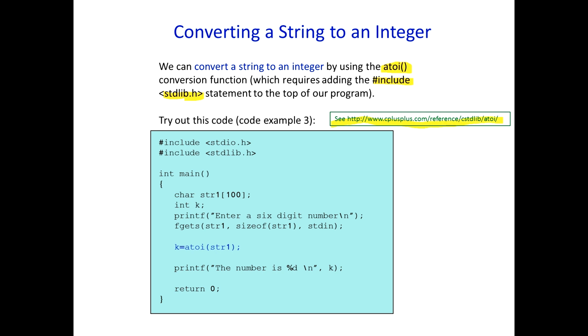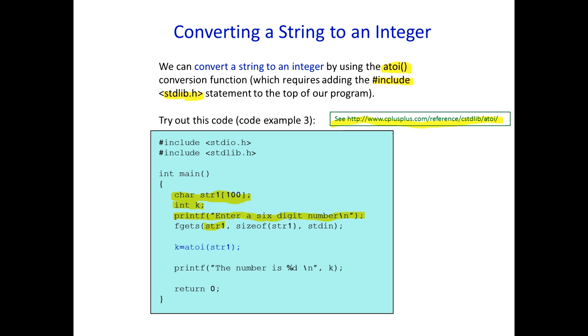So here's a simple program that you should try out. Let's reserve a location for a character array of 100 characters. We want an integer k, so k will be an integer. Now we will print a prompt and say enter a 6-digit number. Let's capture that number. Now notice when you type in the 3, 4, 5, 6, 7, 8, those are characters coming in, and those will be put in string 1.